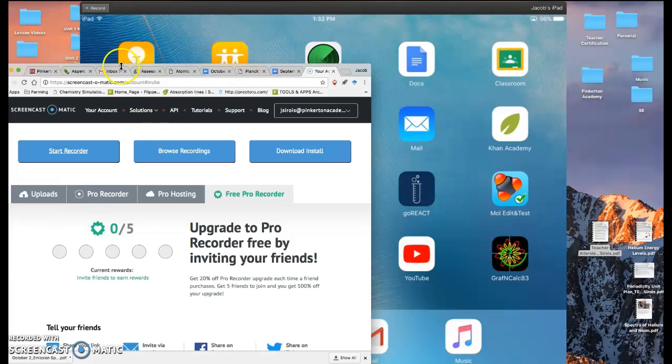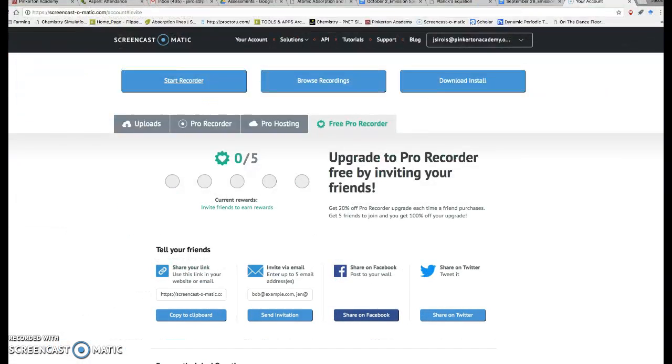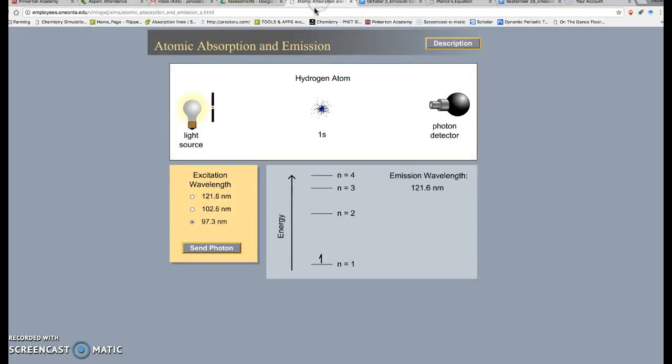All right. So what I'd like you to do is just take a look at this simulation right here. What you're looking at is the hydrogen atom. There's one electron in it, and that electron is actually in the first orbit, right? It's in the lowest energy orbit possible. This is called the 1s.